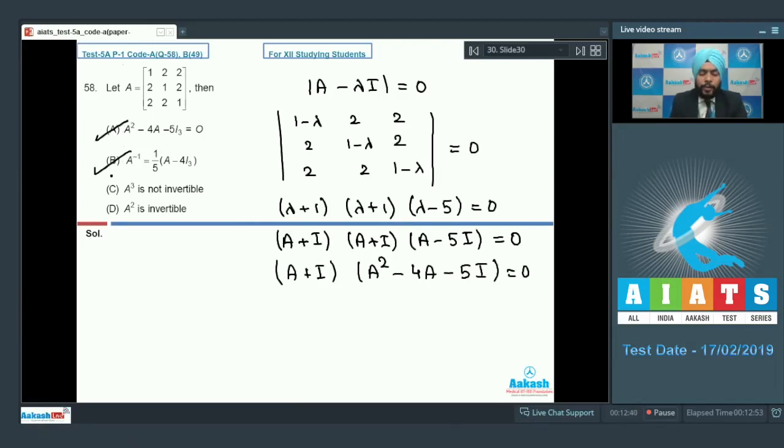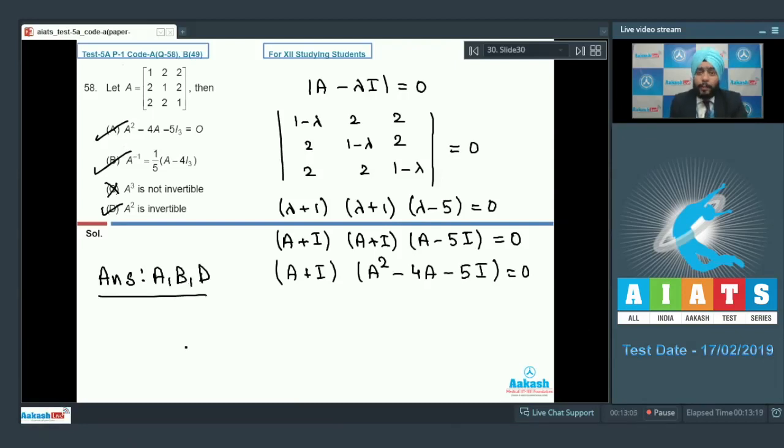If option A is correct, option B is also correct. You can pre-multiply with A inverse in order to get the same answer. Obviously, determinant value of A is non-zero. You can see that very clearly. If determinant value of A is non-zero, A inverse is defined. If A inverse is defined, A square is also invertible, A cube is also invertible. Okay. So C is wrong, D is correct. Final answer, ABD.